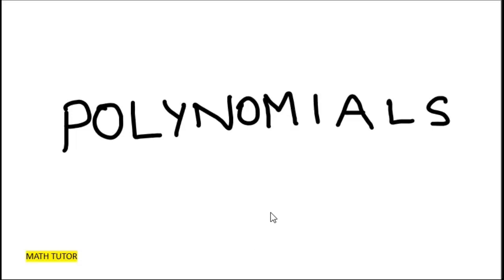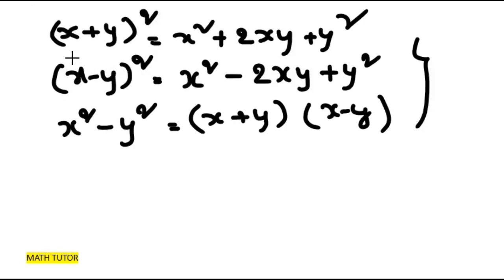Today we are going to learn polynomials: what are polynomials and the types of polynomials. In previous classes, you have already learned about (x+y)², (x−y)² and x²−y². You remember how to write (x+y)² equal to x² + 2xy + y², (x−y)² equal to x² − 2xy + y², and x² − y² equal to (x+y)(x−y).